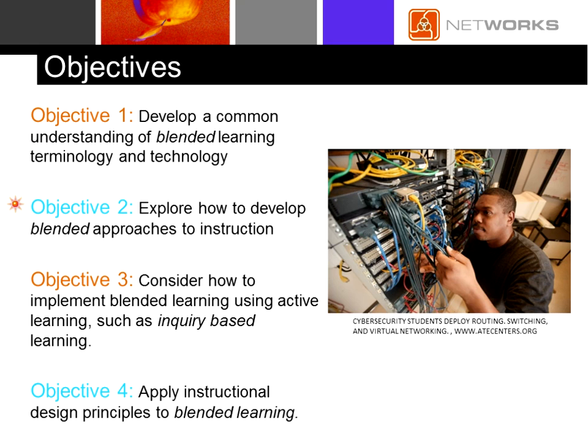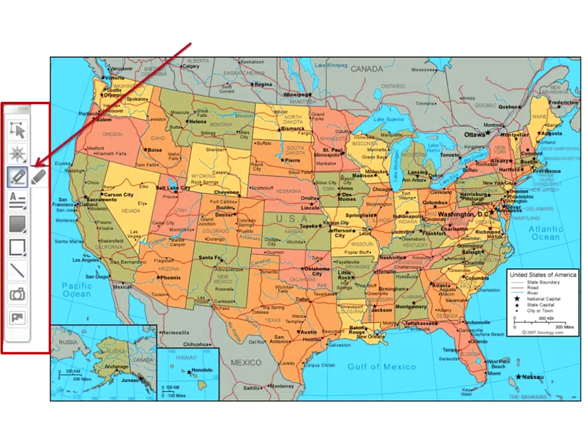Number two, how do you develop a blended approach to instruction? I bet many of us are already doing it and maybe don't think of it in quite such a formal way. Number three, how do we implement blended learning using active learning, such as inquiry-based learning? And we've got a bunch of interesting examples to show today. And then finally, how does one think about this in an instructional design sense? How do we apply instructional design principles to blended learning? So those are the objectives for today.